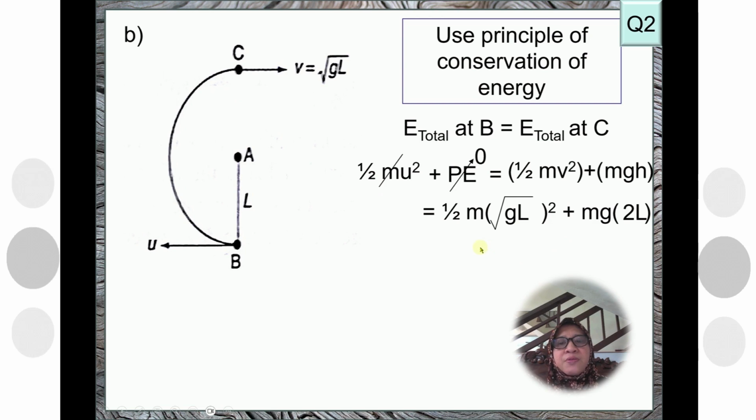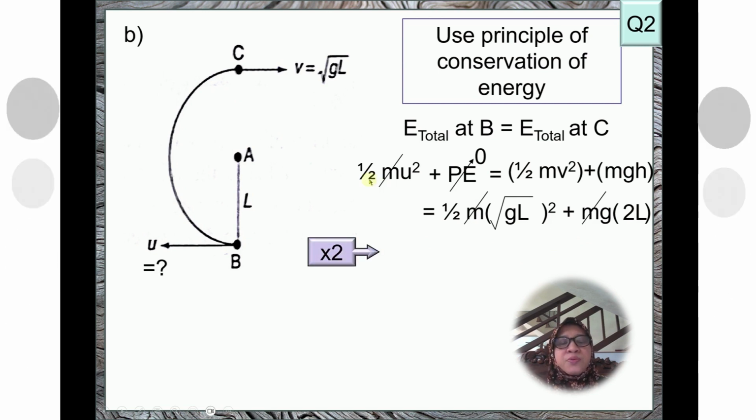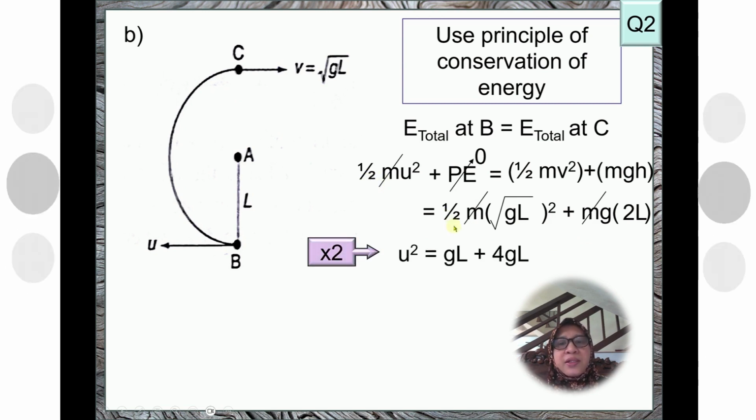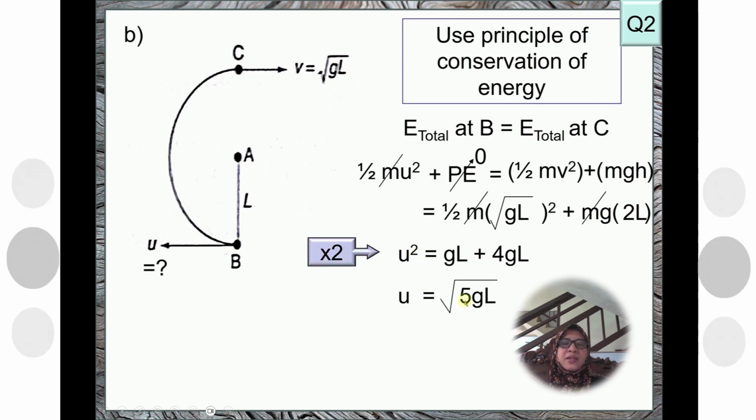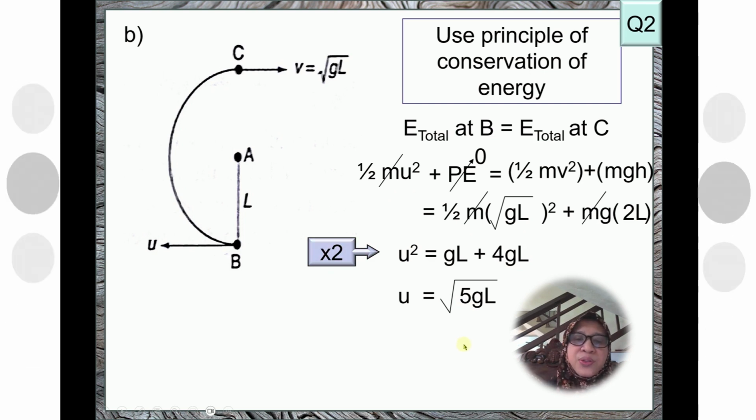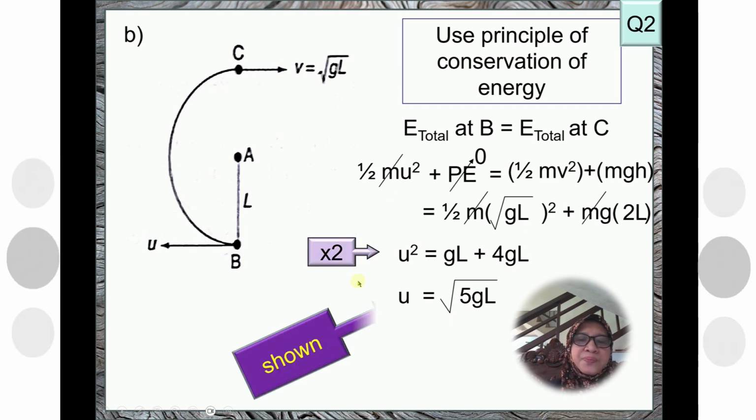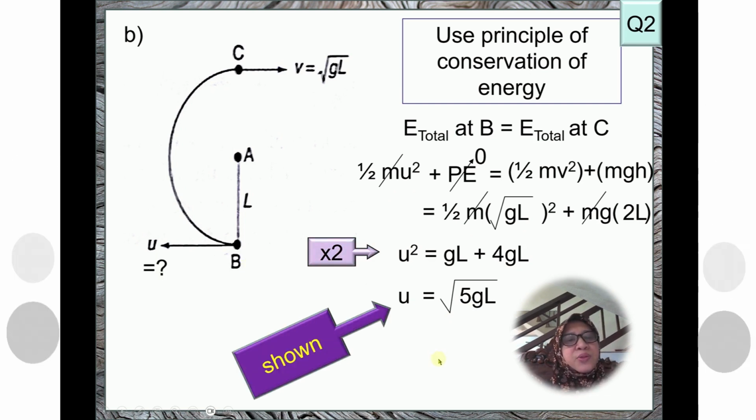Now we can solve for u. Cancel all the m, and then cross multiply by 2 for all the terms. We get u squared equals, here is gL because of the square, so that means gL, and then here is 2 times 2, we get 4gL. And 4gL plus gL is 5gL. The square then becomes the square root of 5gL. So it is shown that u equals the square root of 5gL at point B. Shown. Next, we go to question c.